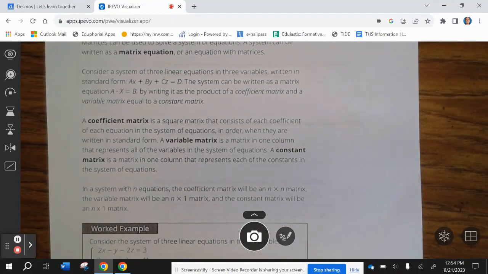Consider a system of three linear equations and three variables written in standard form: ax plus by plus cz equals d. The system can be written as a matrix equation, AX equals B, by writing it as a product of a coefficient matrix and a variable matrix equal to a constant matrix.